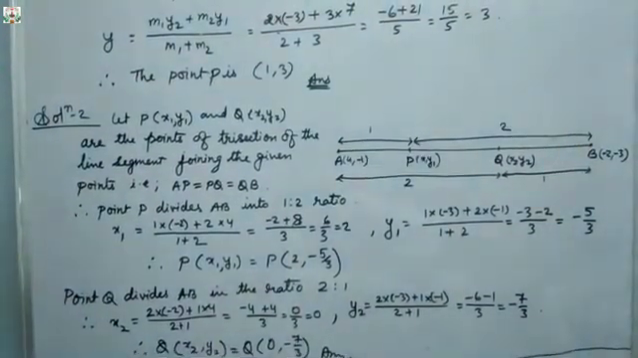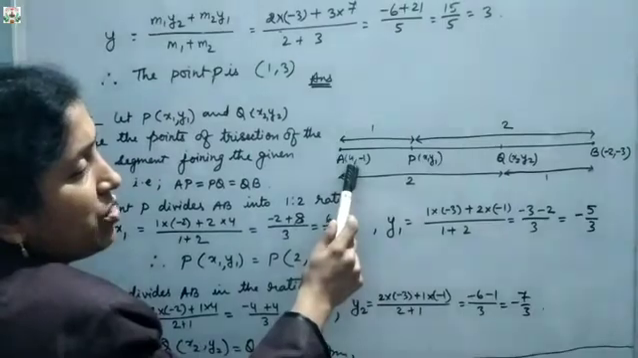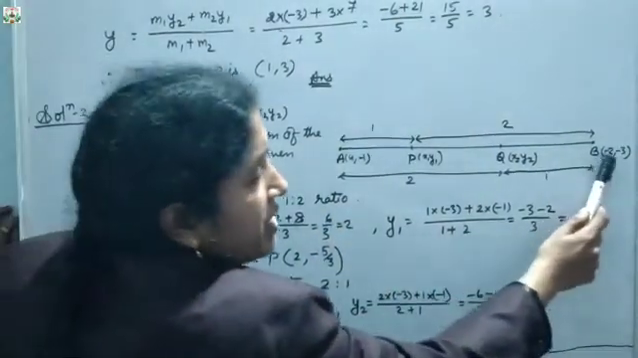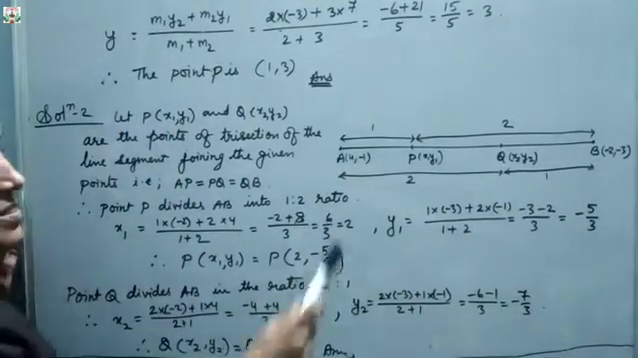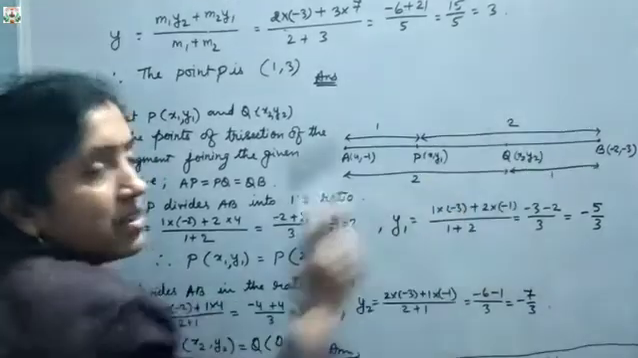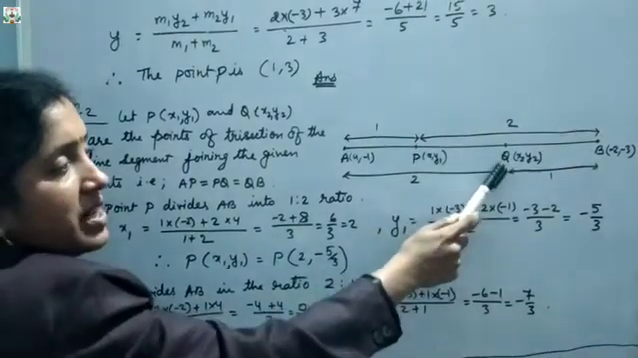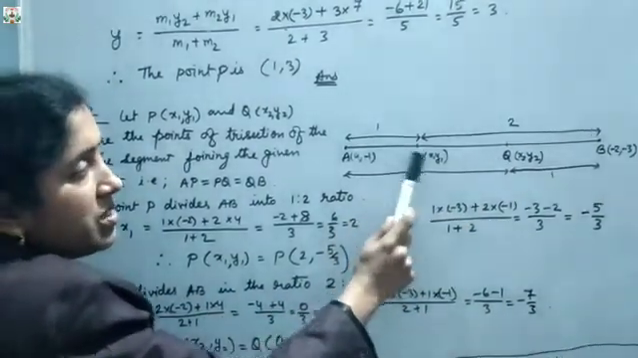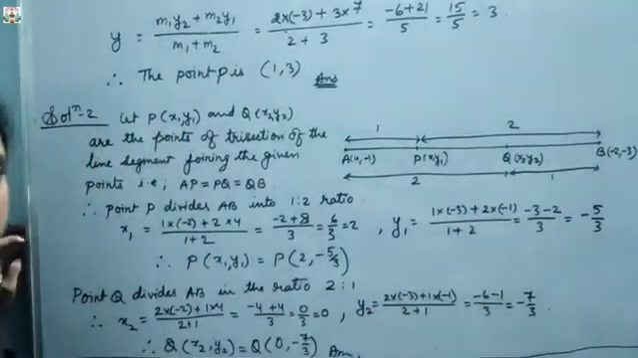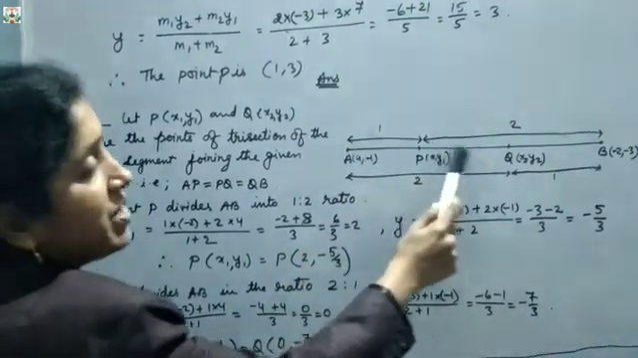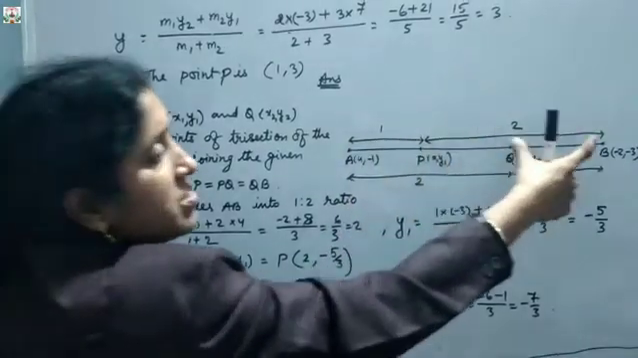Means the line is having this A, B as the line with coordinates. A coordinate is (4, -1) and B coordinate is (-2, -3). This line is divided into 3 parts, that is 1 part, 2 part and 3 part. So this point let it be P and the second point let it be Q. So first part is AP, second part PQ and third part is QB. So this is having equal parts, means this is 1, this is 2, this is 3.